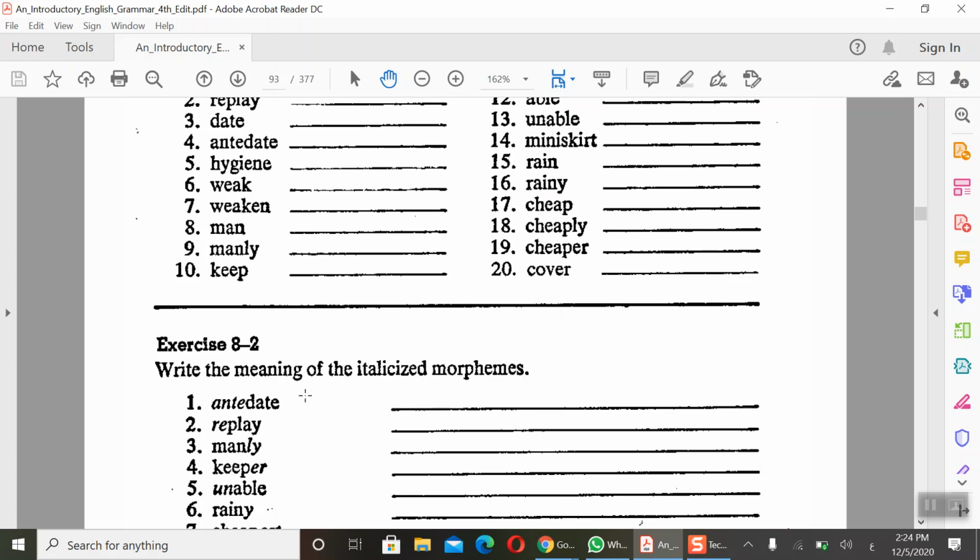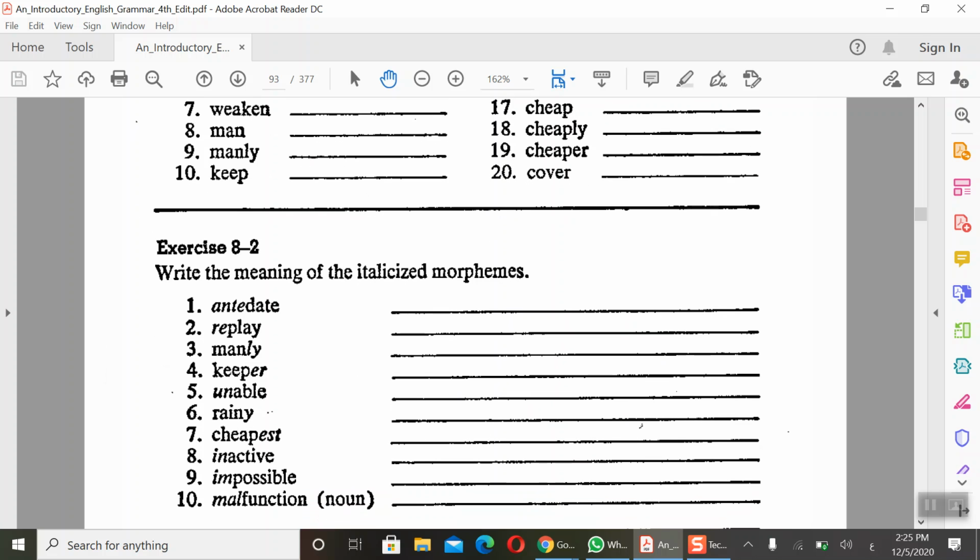And in this exercise, write the meaning of the italicized morpheme. What does it mean? Antedate. We have date and antedate. What does ante mean? This is very important. You know date, as when you want to date someone, to see someone. What is the date of today? Antedate means earlier, before the date.